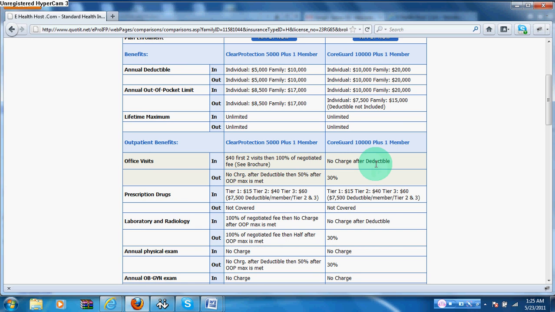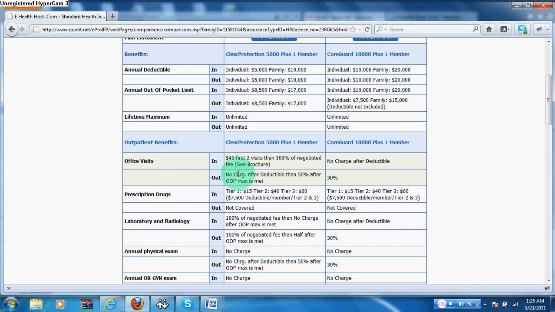This one here, no charge for doctor visits. However, you must meet the deductible first. That deductible is pretty big, $10,000. I don't think it's worth paying $10,000 to go see your doctor, especially when a doctor visit is only $100. Here, $40. There, you probably have to pay $100. However, on this plan here, like I mentioned, you may get a 40% discount on the regular doctor visit.